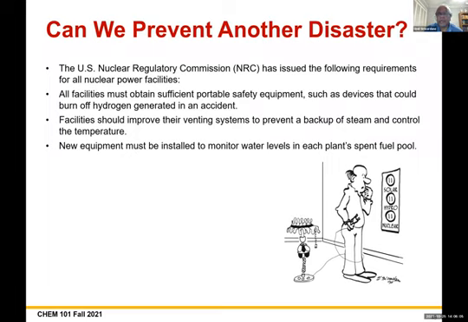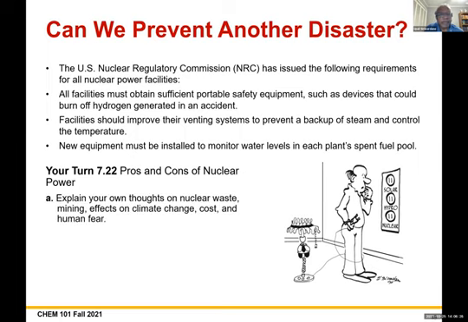So we have to take care of short-term storage of the waste around the nuclear power plant as well. Now, let's look at the pros and cons of nuclear power. Explain your own thoughts on nuclear waste, mining, effect on climate change, cost, and human fear.